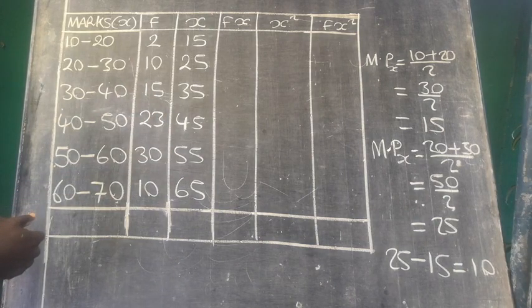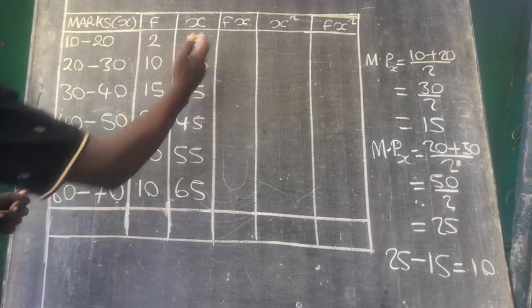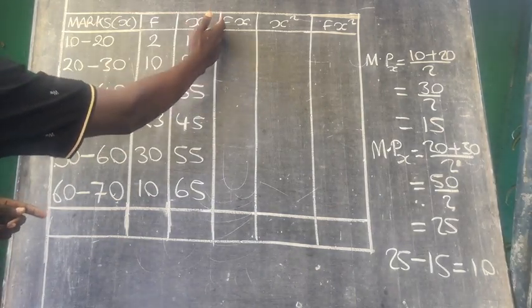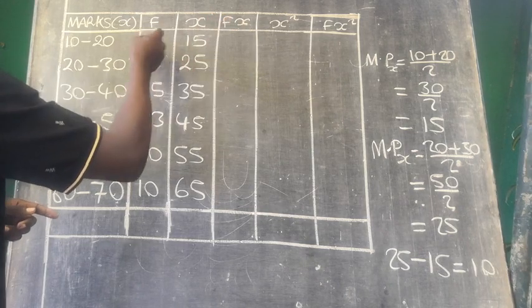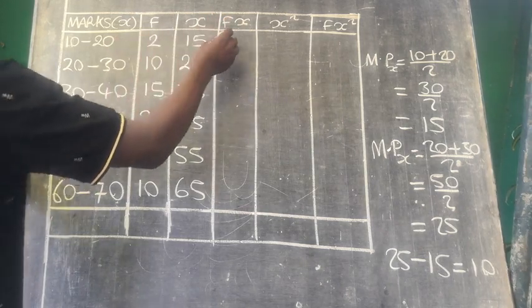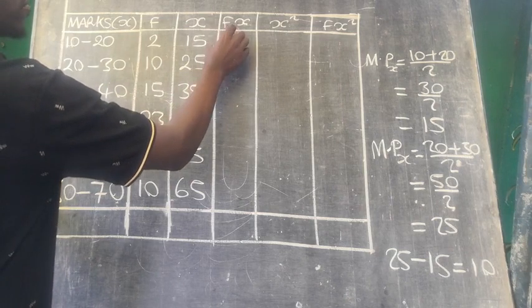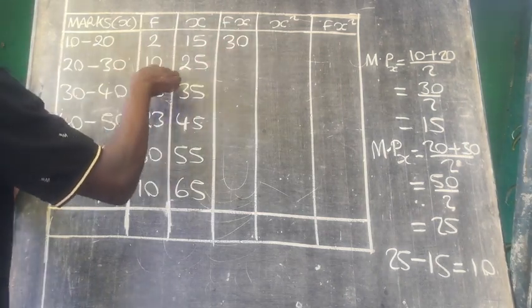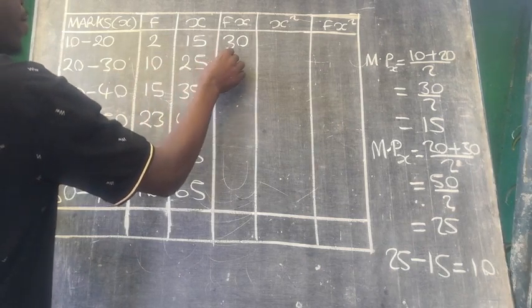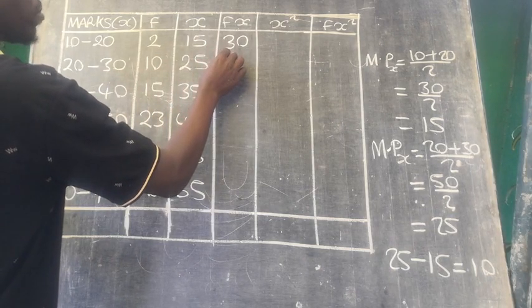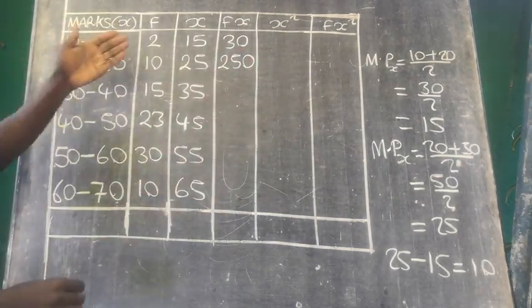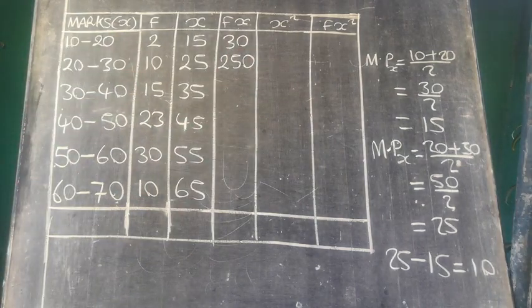We go to the next column, where we are required to multiply the frequency by the midpoint. So 2 times 15, we get 30. Then 10 times 25, we get 250. I'll be multiplying until we finish the entire column.